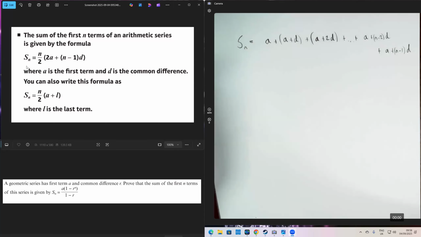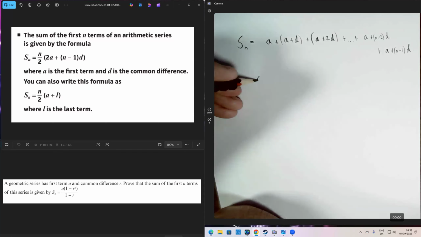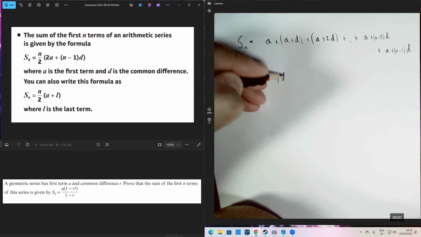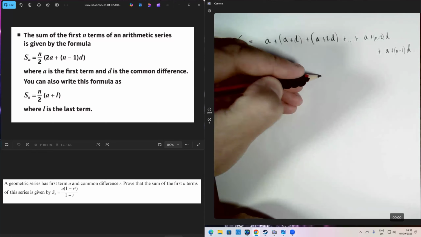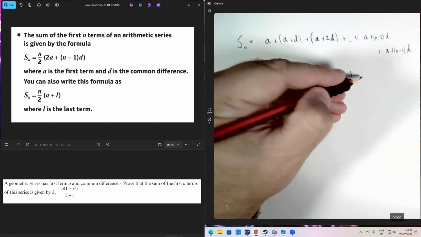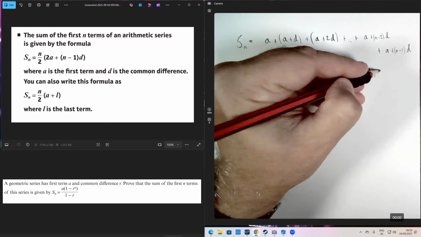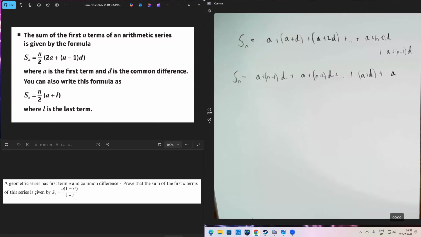So what we do in this one is we start by writing it out forwards, and then we write it backwards underneath. So Sn, I'm reversing the order: a plus (n minus 1) times d, the last term. The penultimate term, the second to last term, was a plus (n minus 2) times d. And then dot dot dot all the way down to the first two, which was a plus d, and then the very first one was a. So we've written the sequence forwards and then underneath written the sequence backwards.